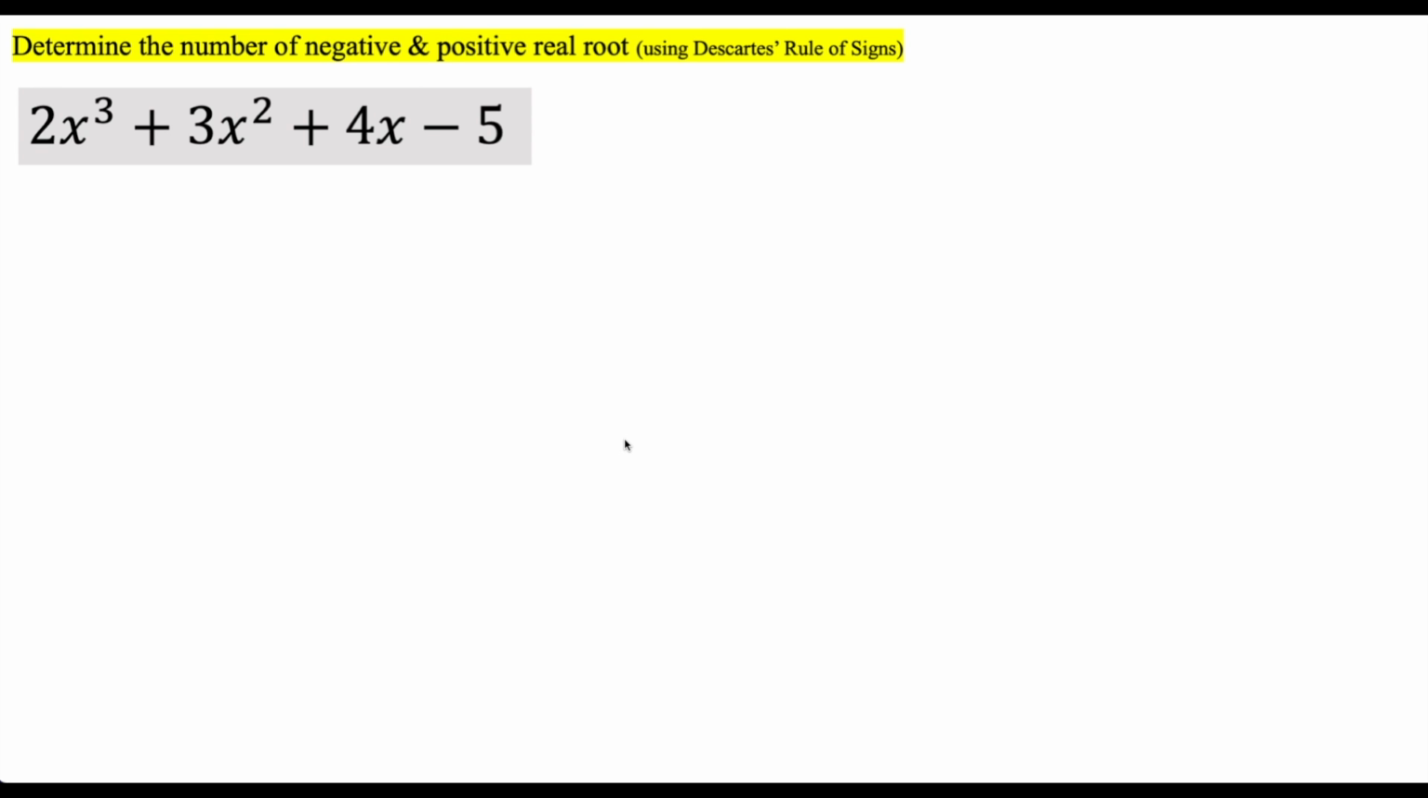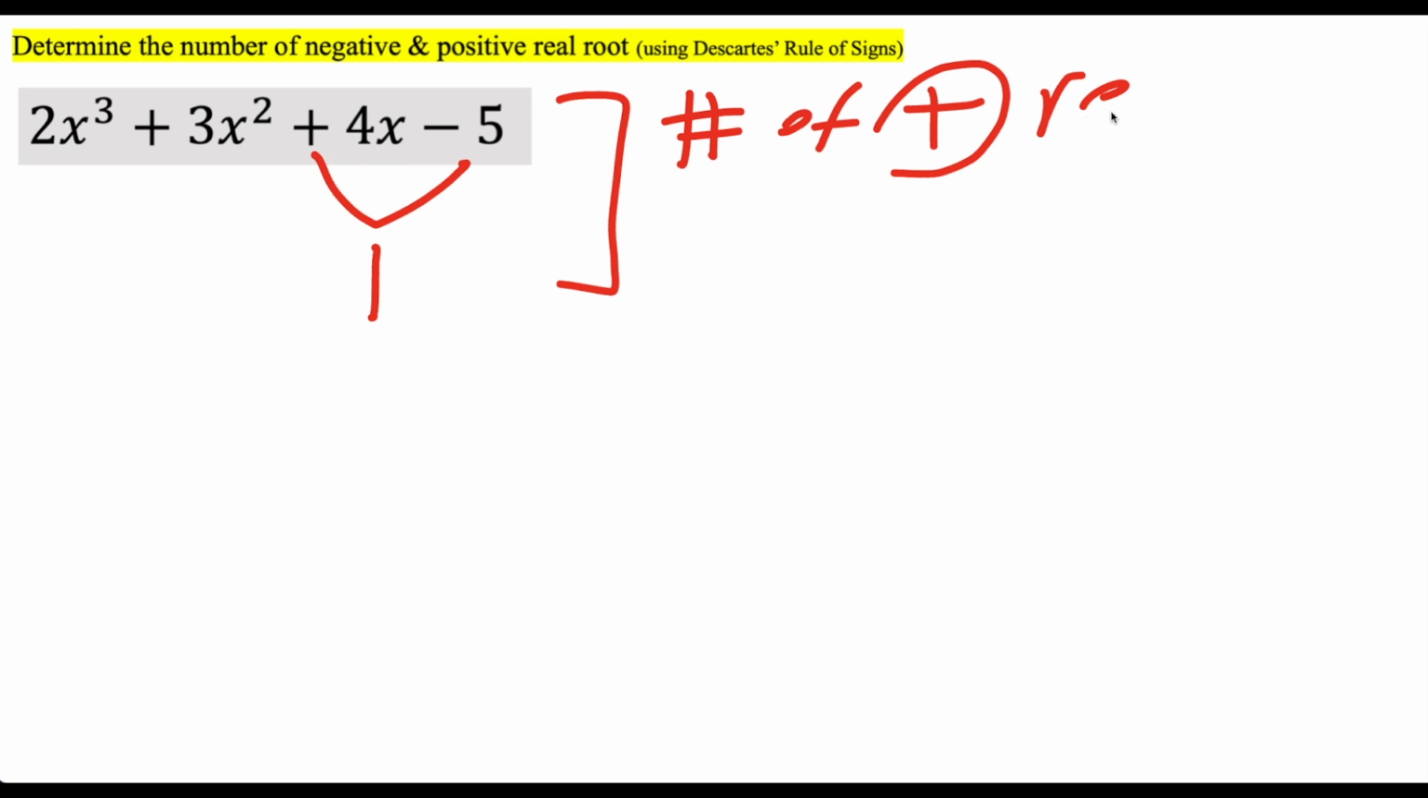So to get the number of positive roots, we have to see the number of sign changes. Going from 2 to 3 is not a sign change. Going from 3 to 4 is not a sign change. Going from a positive to a negative is a sign change. So we're counting only 1. So for the first piece, the number of positive real roots will be 1. And we can write that down. Number of positive real roots will be 1.